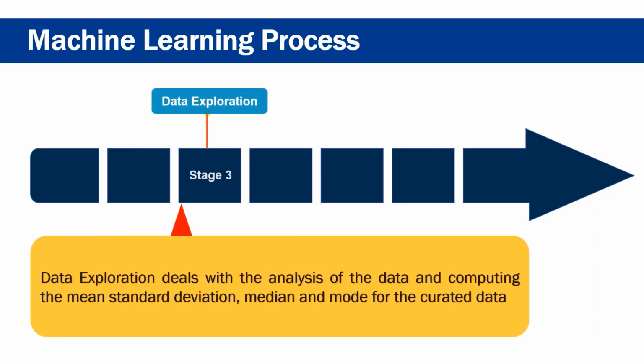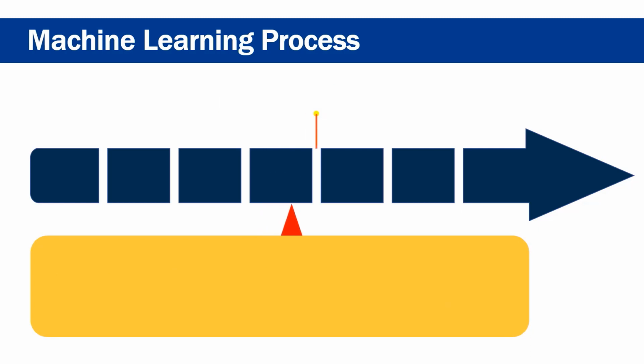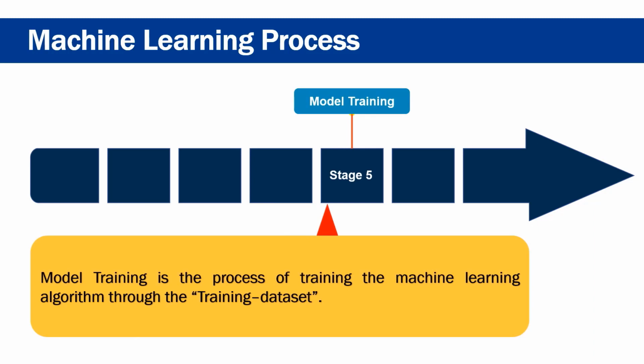Data exploration is the third stage of the machine learning process. In this process, the clean data is further explored to check for the variance within it with the help of data analysis techniques. In the fourth stage, the machine learning model is created. In this process, the algorithms are developed which can process the curated data and formulate the mathematical equation that is the best fit for the data set. Once the algorithm is created, data is then further bifurcated into training data and testing data.